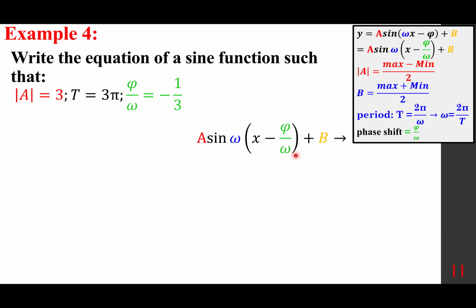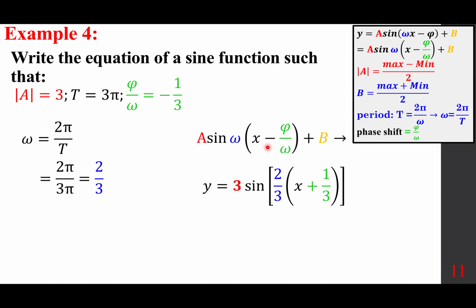So because basically most everything is given, and because omega is 2 pi over T, we write, again, remember, T is 2 pi over omega, which means omega is 2 pi over T, so 2 pi over 3 pi. 2 pi over 3 pi ends up being 2/3, which means now we can replace the a with 3, omega with 2/3, and this one with -1/3. Negative in front of it makes it +1/3.